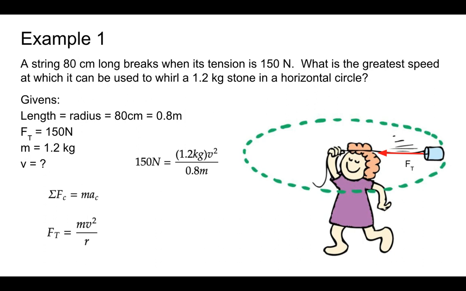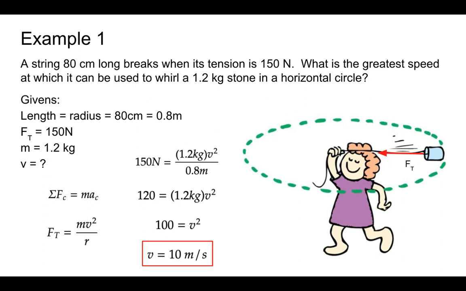So now I'm going to multiply both sides by 0.8 to get rid of that 0.8 on the denominator on the right-hand side. I get 120 equals 1.2 kilograms times velocity squared. Now I'm going to divide both sides by 1.2 in order to get v squared by itself. We get 100 is equal to v squared, and then just take the square root of both sides, and we get velocity is 10 meters per second. So anything past that, or at 10, that string is going to break.